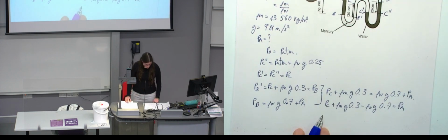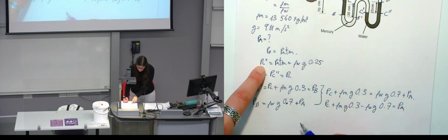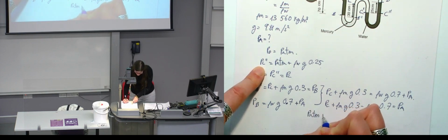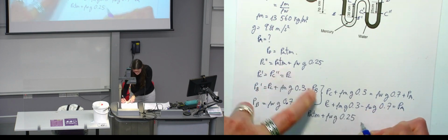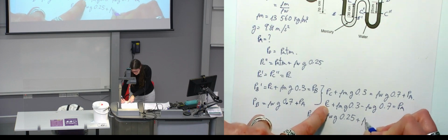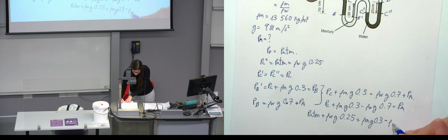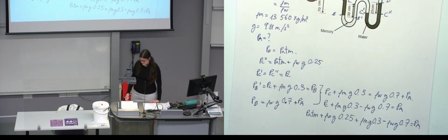Okay, and then we know that the pressure at C is just the atmospheric pressure, plus rho water g times 0.25, plus rho mercury g times 0.3, minus rho water g times 0.7. This is equal to the pressure at A.